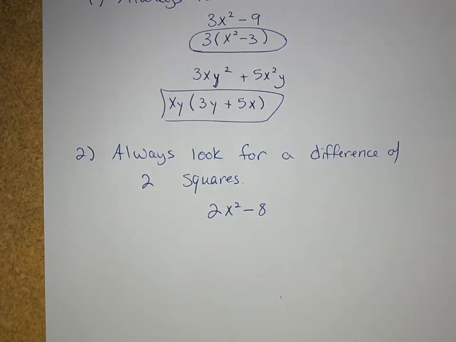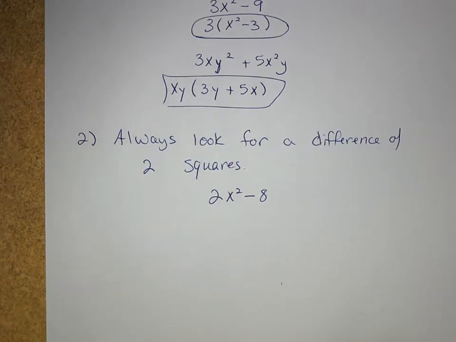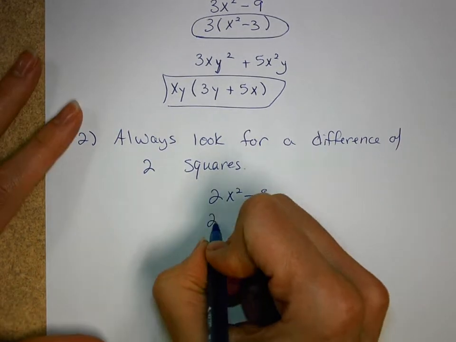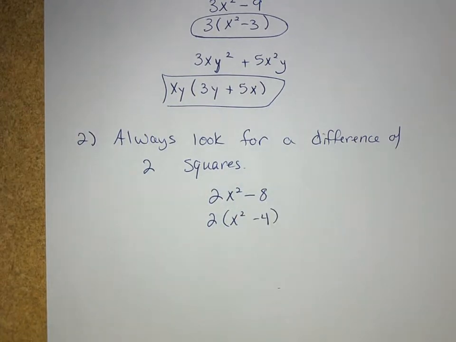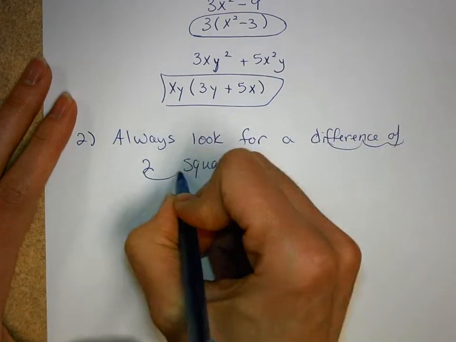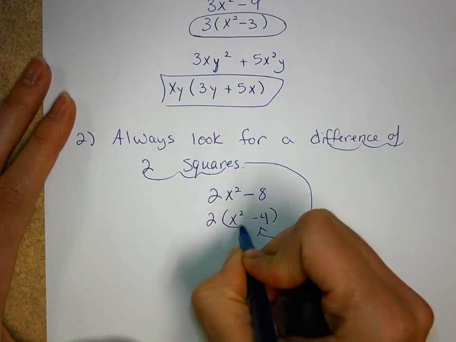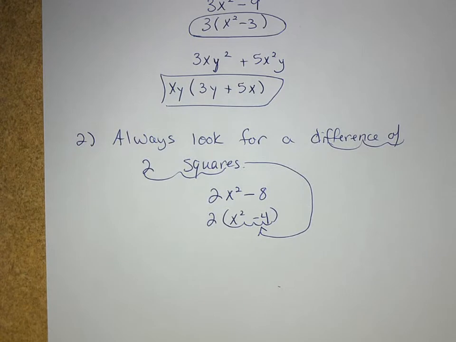What's the first thing I need to do? Greatest common factor, which is what? 2. Then what's left is an x squared minus 4. Now, here is the difference of 2 squares, right there. To get an x squared minus 4, here's the way that you know it works. First of all, it has to be a subtraction sign. That's where the difference comes in. And both of these have to be perfect square numbers or no-go, okay? It doesn't work. That's why x squared minus 3 didn't work earlier.